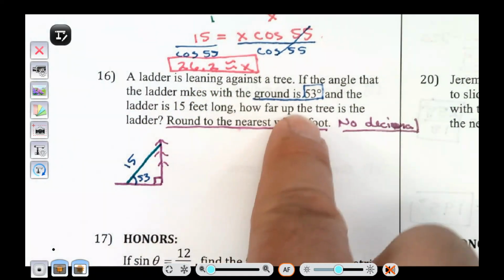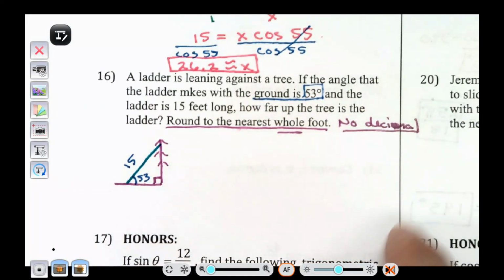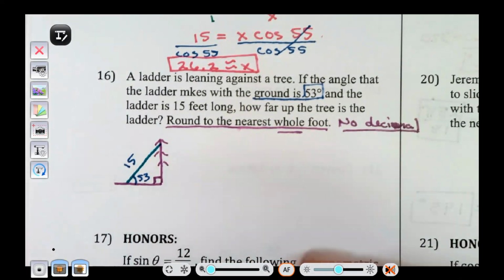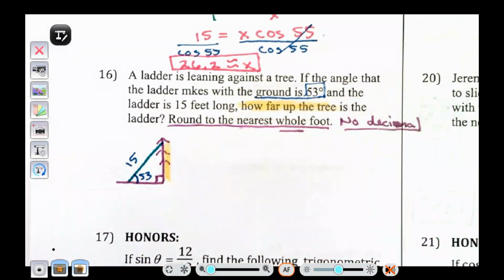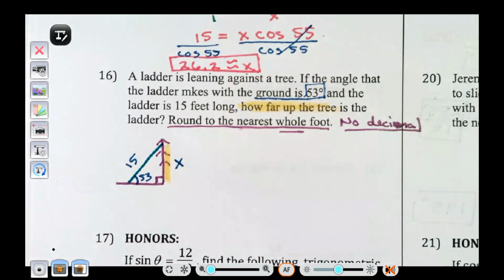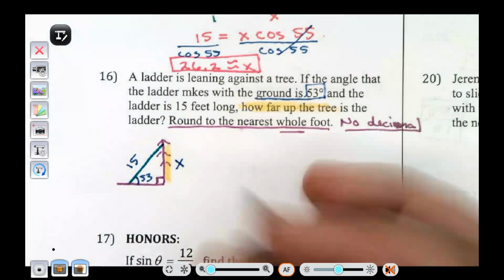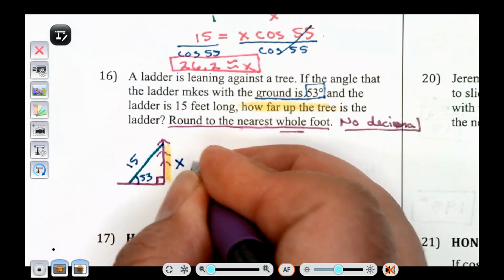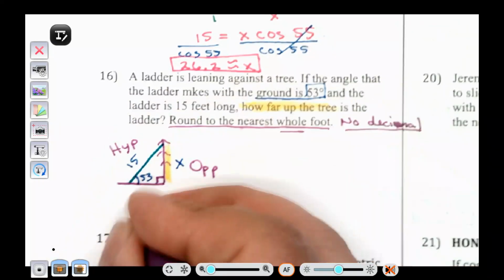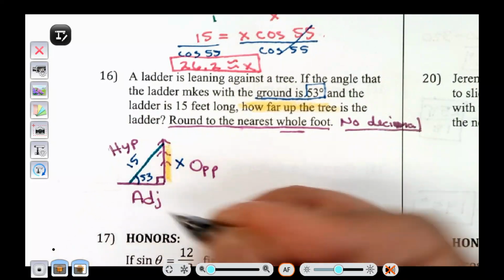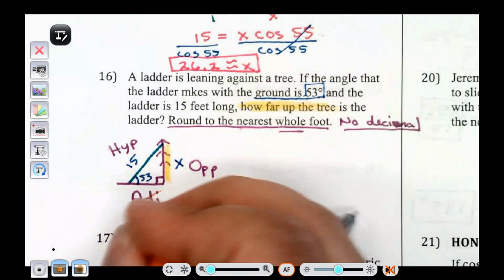How far up the tree? That's the question. That's where I'm going to put my X. How far up the tree? Well, you got to go up the tree. This is where they want you to put the X. And just like that, we're ready. We've used every piece of information they gave me. We put an X on what they want us to solve for. So this is my opposite. This is my hypotenuse. And yeah, this is the adjacent, but there's no information there. So we don't really need that.